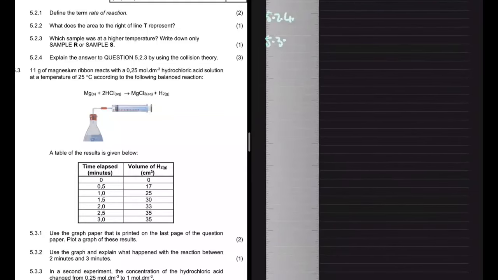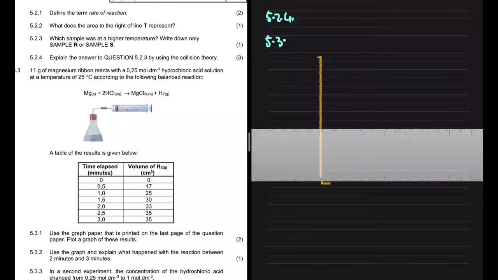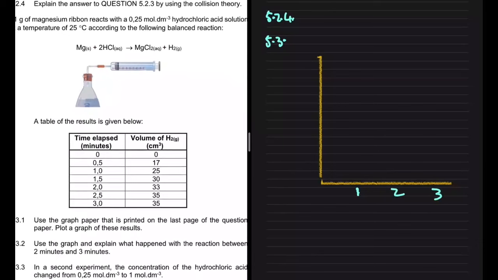So we have our y-axis and we have our x-axis. On our x-axis, we're going to have the time, obviously. So let's have an interval of 1. So we're going to have 1, 2, 3. And then on the x-axis, that is time in minutes. And then on the y-axis, we have the volume in centimeter cube. Right. And then we have 0 to 35. So let's move with an interval of 10.